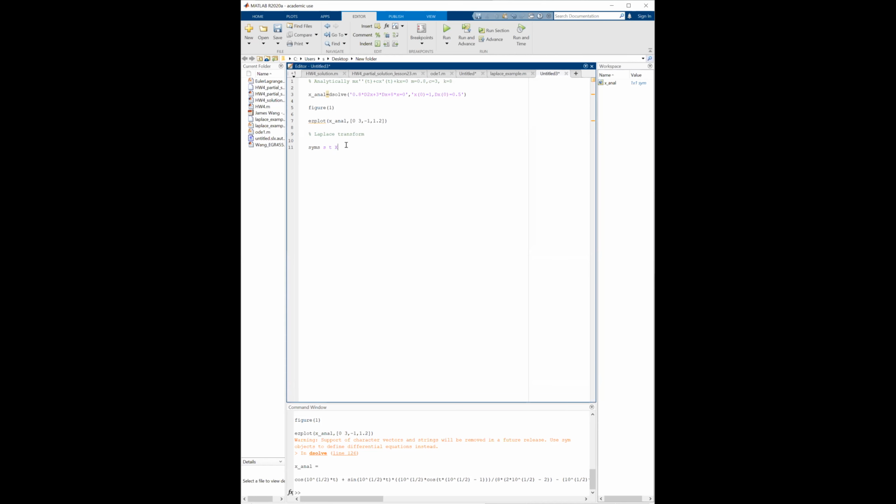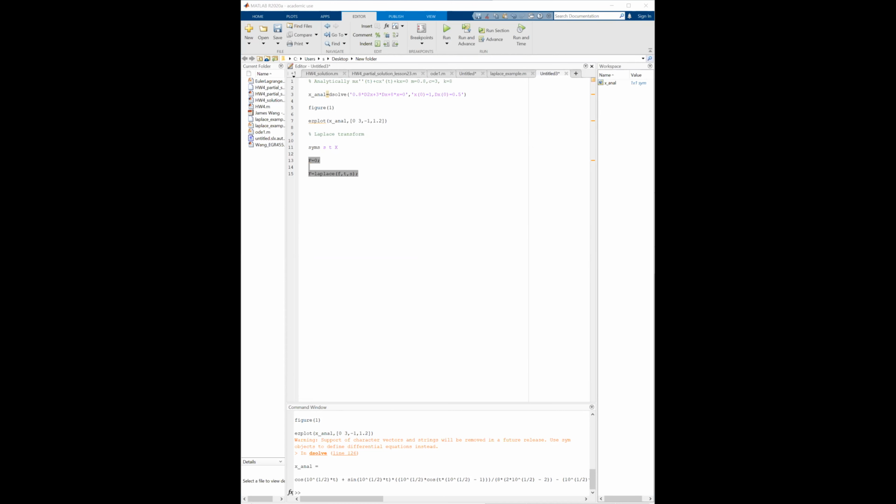Now, since the right hand side of this equation is 0, I'm going to say F is equal to 0. And I'm going to take the Laplace transform of F. And this is just for discussion purposes. So F is 0. I'm just taking the Laplace transform of 0.